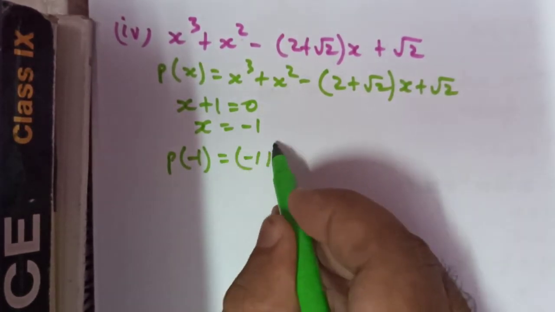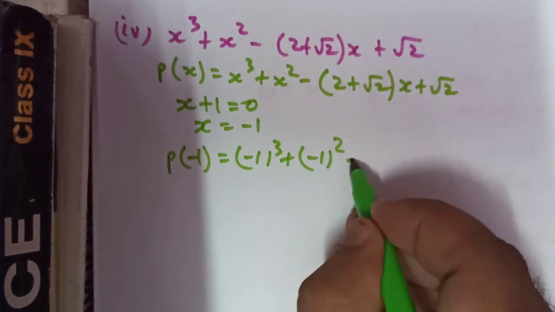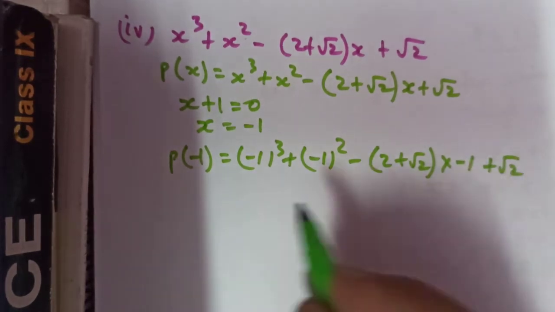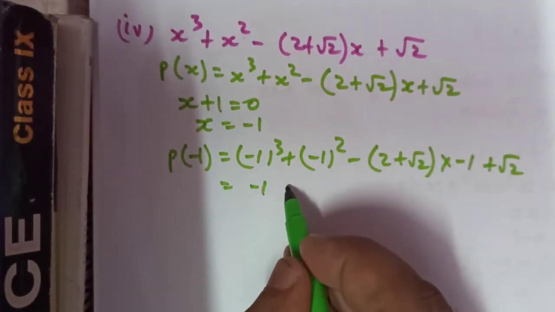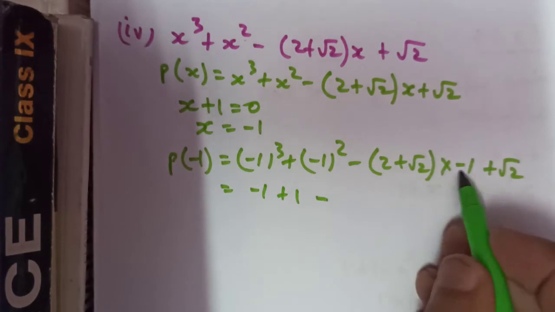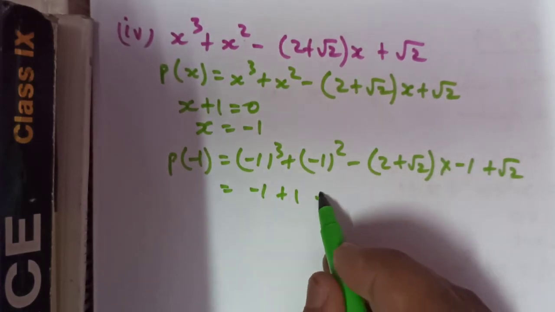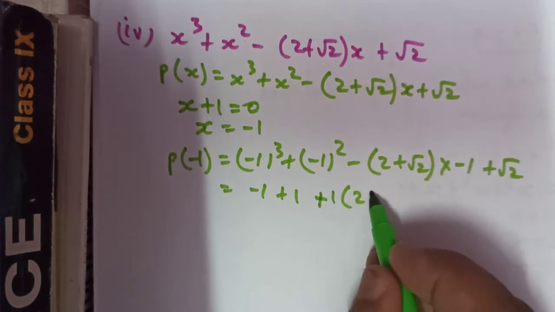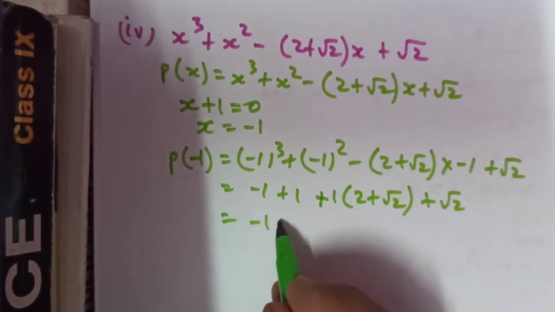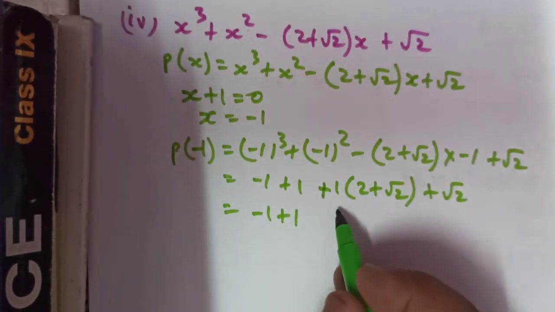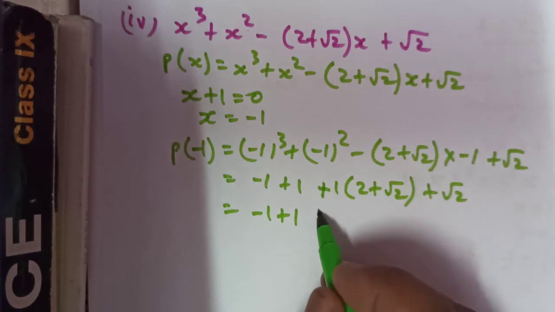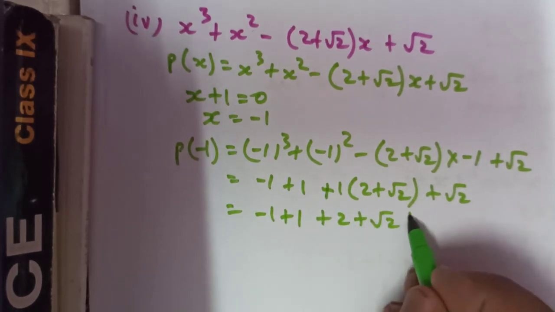It will be (-1) cube plus (-1) square minus (2 plus root 2) times (-1) plus root 2. So cube of minus 1 is minus 1, plus square of minus 1 is plus 1, minus within bracket minus 1, if we multiply minus into minus it will become plus 1 multiplied by (2 plus root 2), plus root 2. So if I open the bracket, it will become plus 2 plus root 2 plus root 2.